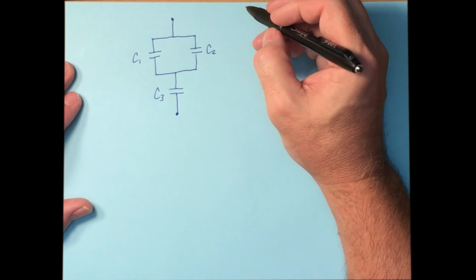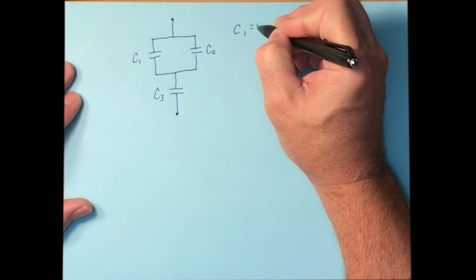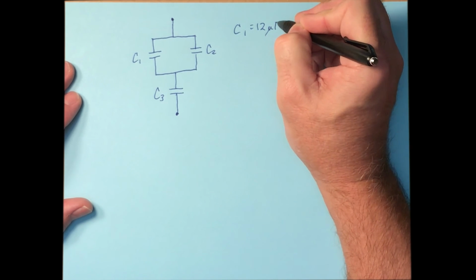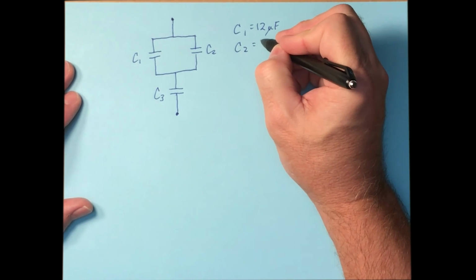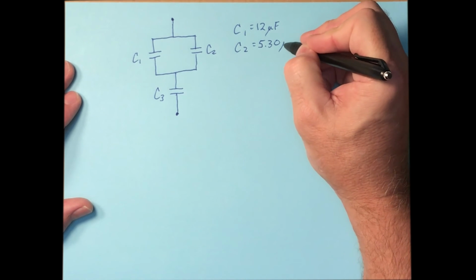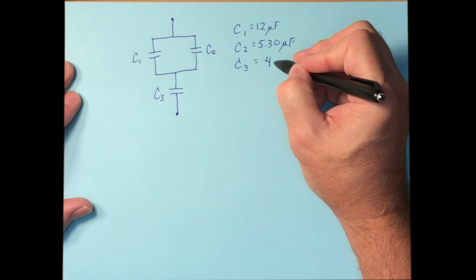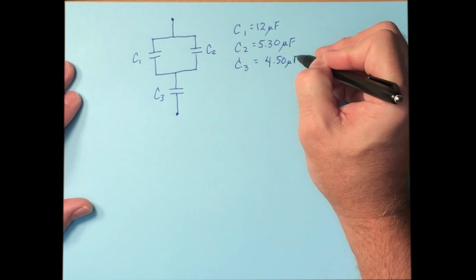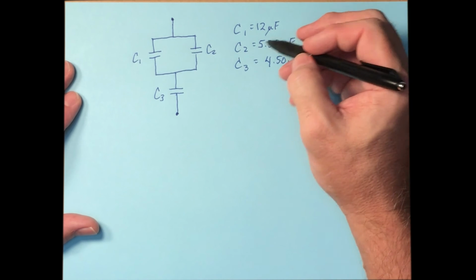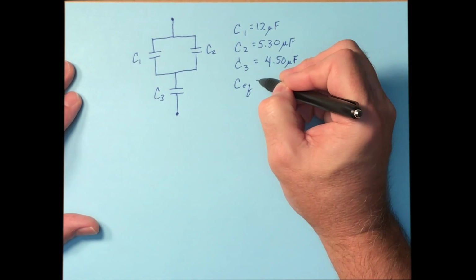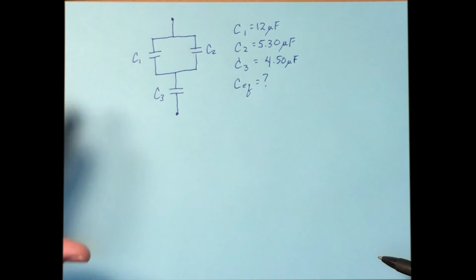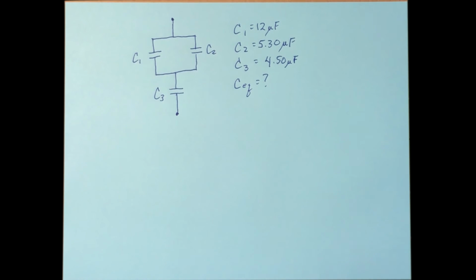All right, we'll give some numeric values here. We'll say C1 is 12 microfarad. We'll say C2 is 5.30 microfarad. C3 we'll say is 4.50 microfarad. And here's what we want to do. We want to figure out what is C equivalent for this situation here. One of the first things that you need to be able to recognize is which of these capacitors are in series and which of them are in parallel.